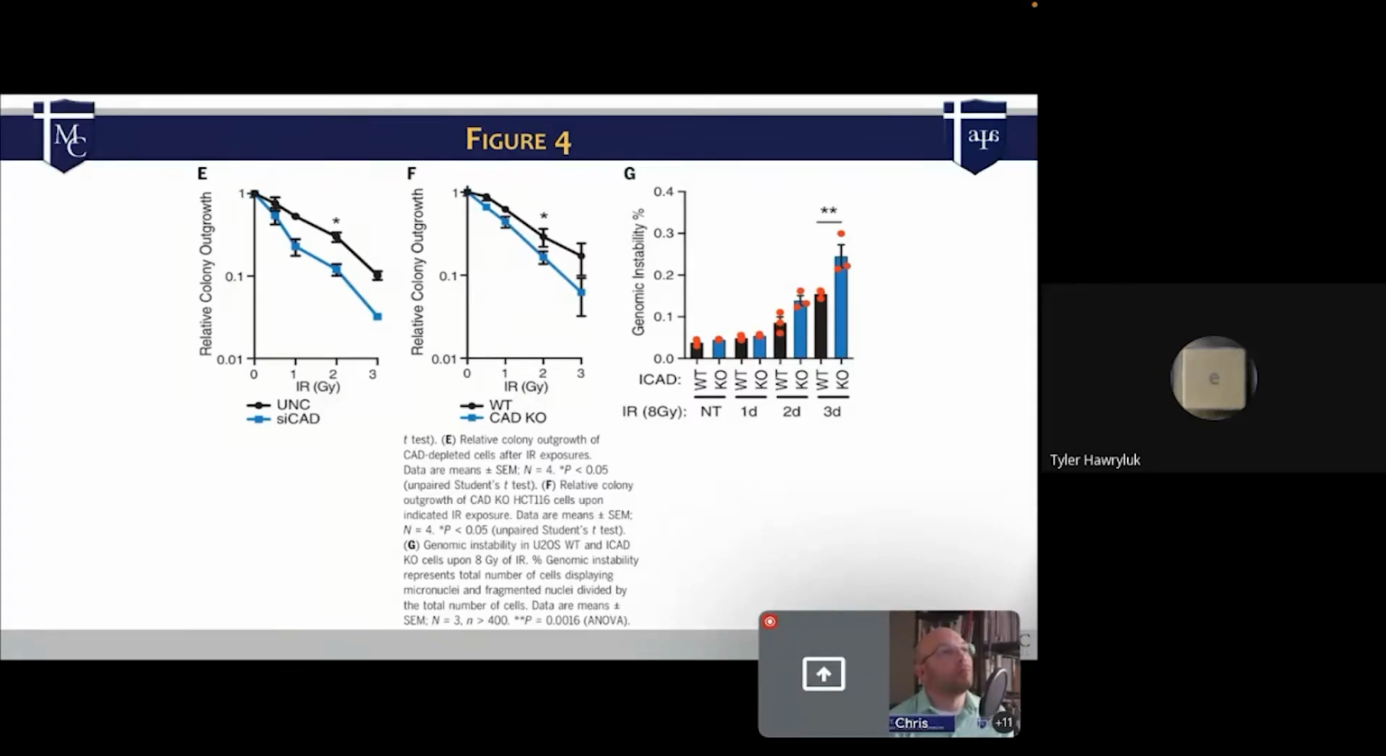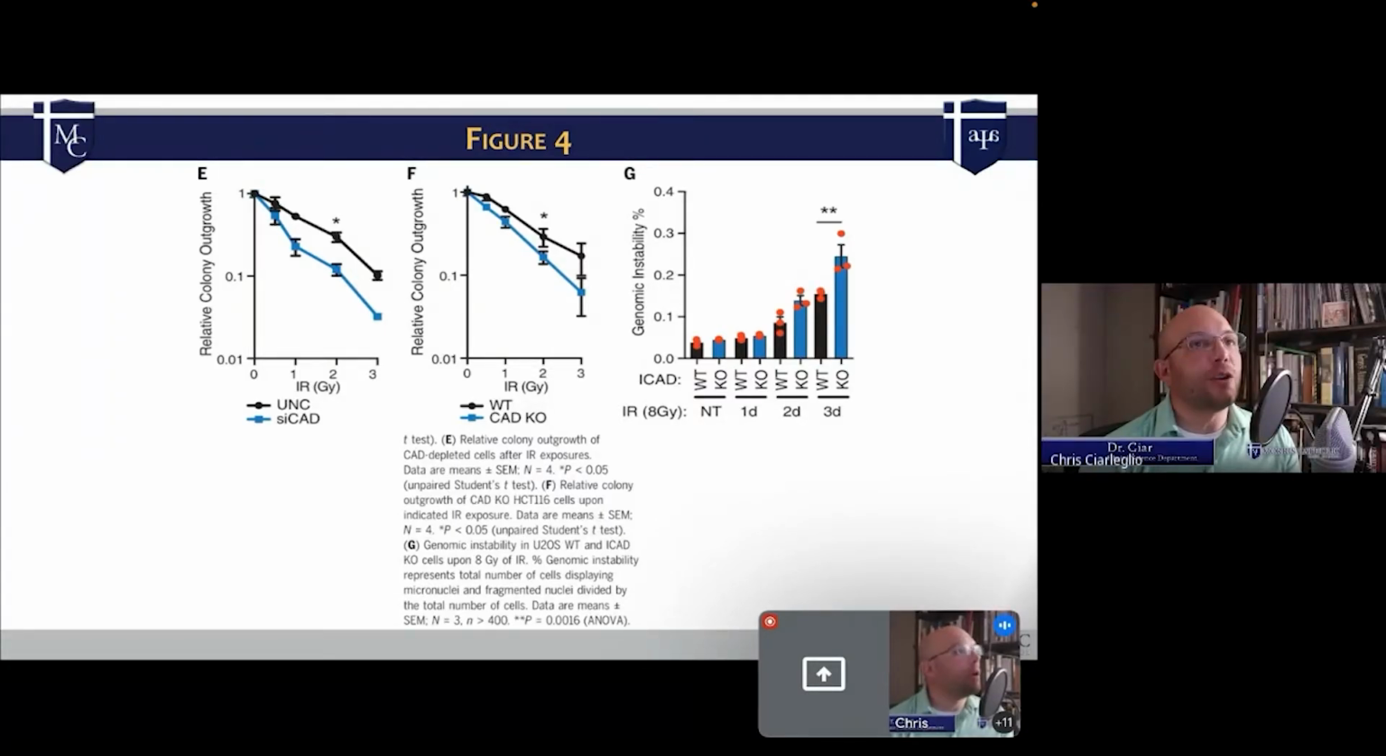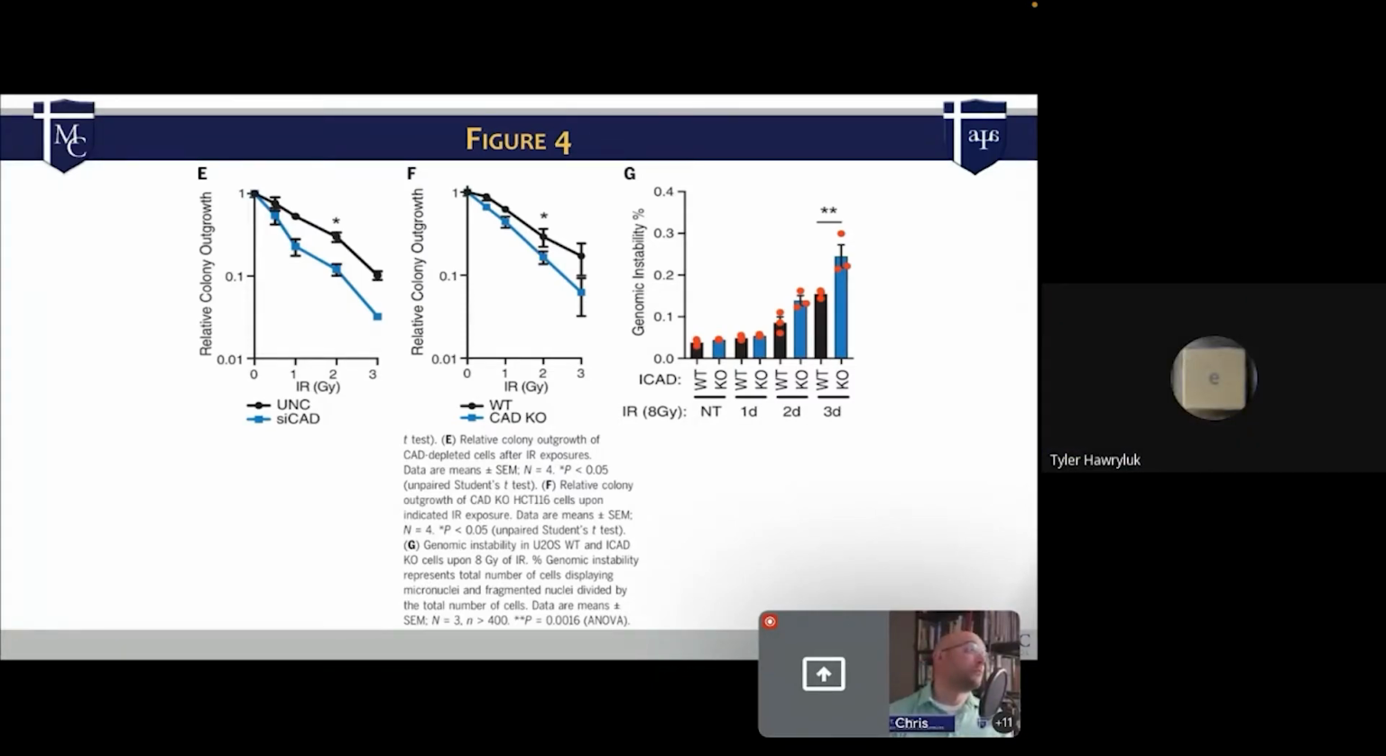I read the stuff at the bottom. You chose, so you only want to do E through G, Yohann? Yeah, E through G. Oh, because it summarizes the ones above. Yeah, that's smart. E is the relative colony outgrowth of CAD-depleted cells after IR exposures.